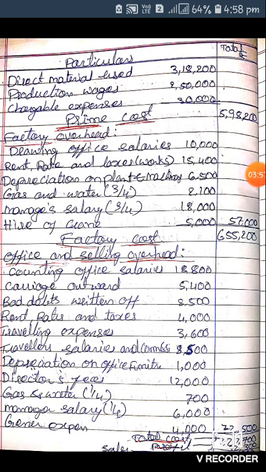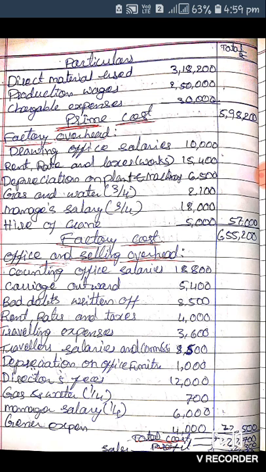Now let's see the preparation of the cost sheet. We have seen the information given by the manufacturing company. Here is the preparation of the cost sheet. First we have to take the direct material which they have used for production, that is 3,18,200, and production wages which are included in prime cost, those are 2,50,000, and chargeable expenses are also charged to the prime cost, that is 30,000.